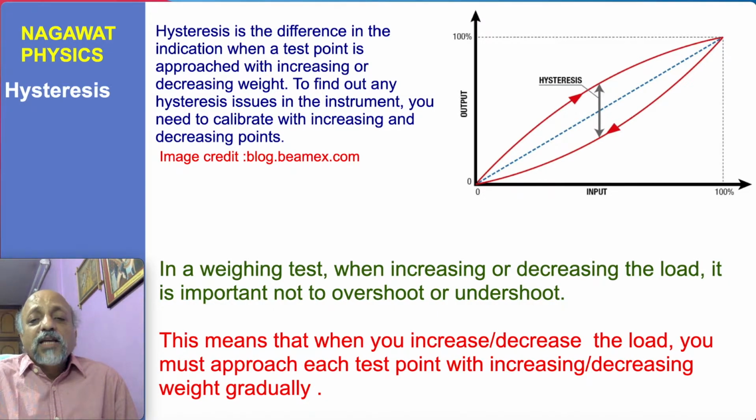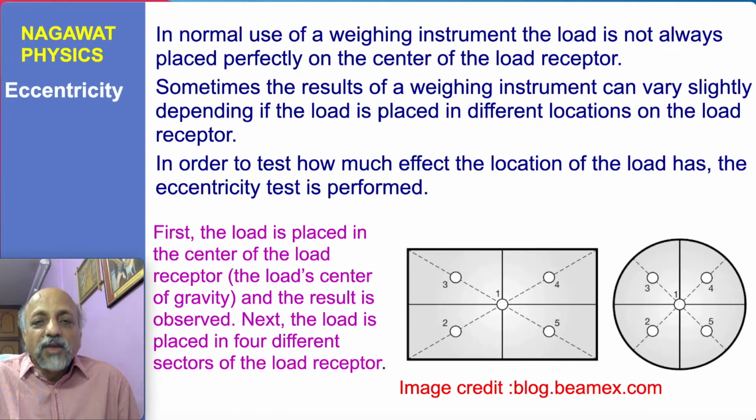In a weighing test, when increasing or decreasing the load, it is important not to overshoot or undershoot the load. This means that you must approach each test point with either increasing or decreasing weight gradually. Hysteresis is a kind of error present even after calibration and should be discovered, and appropriate correction should be taken into account by doing calibration at a large number of points on the measuring scale.